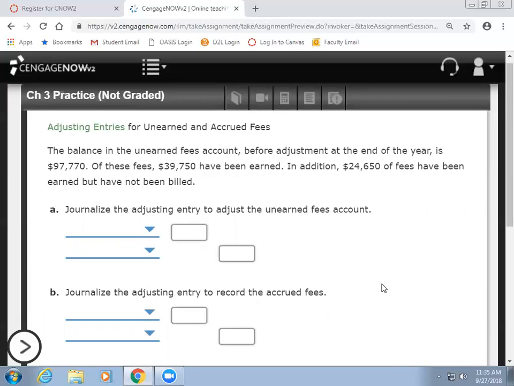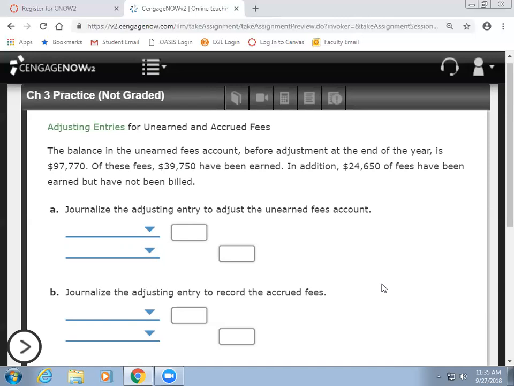is $97,770. It's telling us of these fees, $39,750 have been earned. Okay. In addition, $24,650 of fees have been earned but not yet billed. So those are two separate situations. They've lumped it all together. Okay, these are two different types of adjustments.